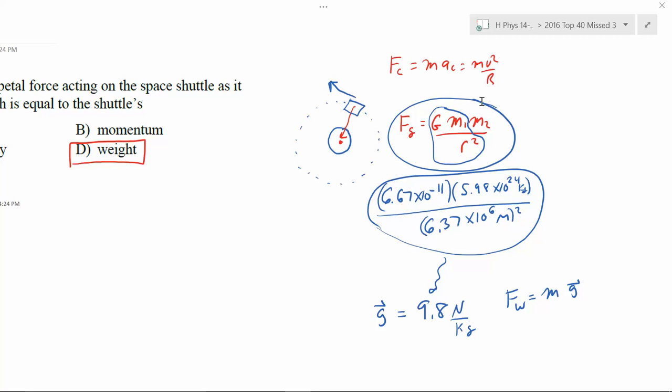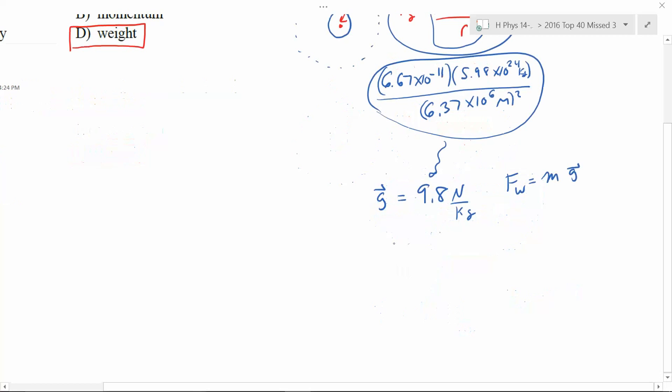9.8 newtons per kilogram. Now some people get confused and say, isn't it 9.8 meters per second squared? That's also true. And that's because of Newton's second law, F net equals ma, a equals F net over m. So if the only force acting on you is your weight force, this acceleration is g, 9.8 newtons per kilogram or 9.8 meters per second squared.